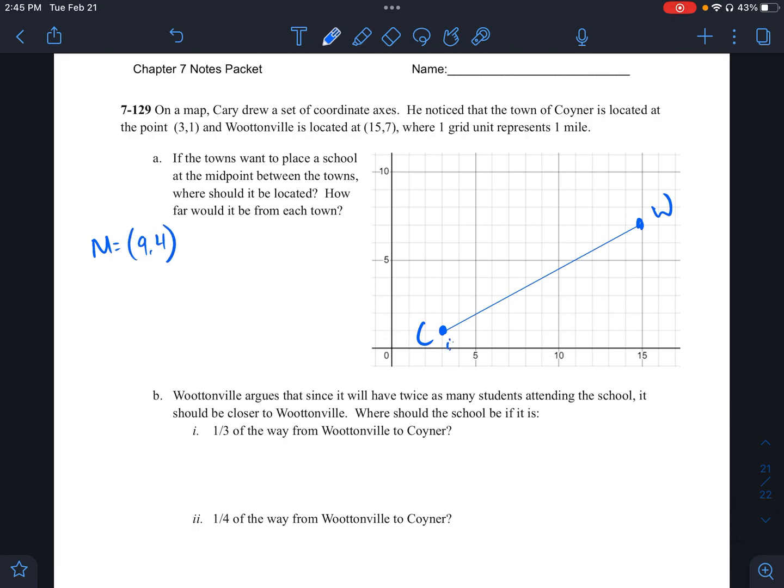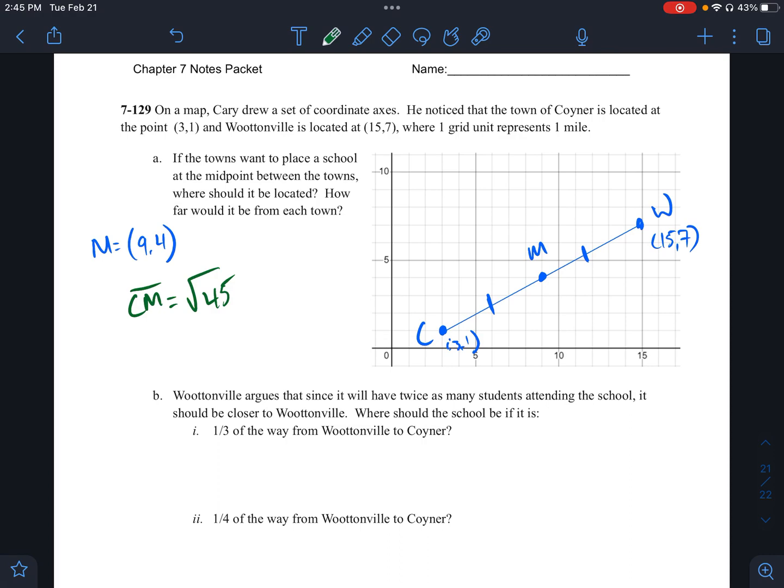Okay? This is the point 3, 1, point 15, 7. So 9, 4, this is my midpoint. Okay? How far would it be from each town? We know it'll be equal, but we have to find the distance of CM. And your distance of CM, again, I'm going to shortcut, you calculate it, should be the square root of 45.